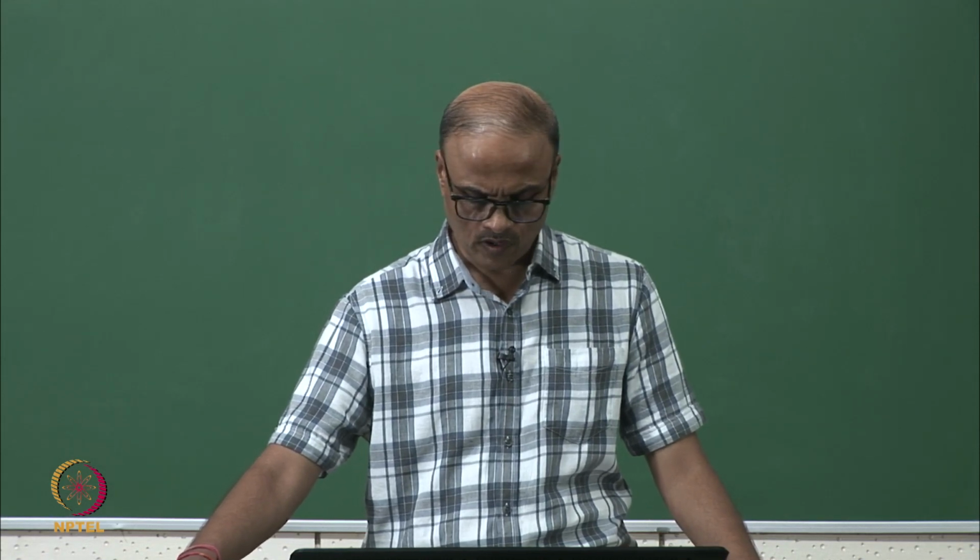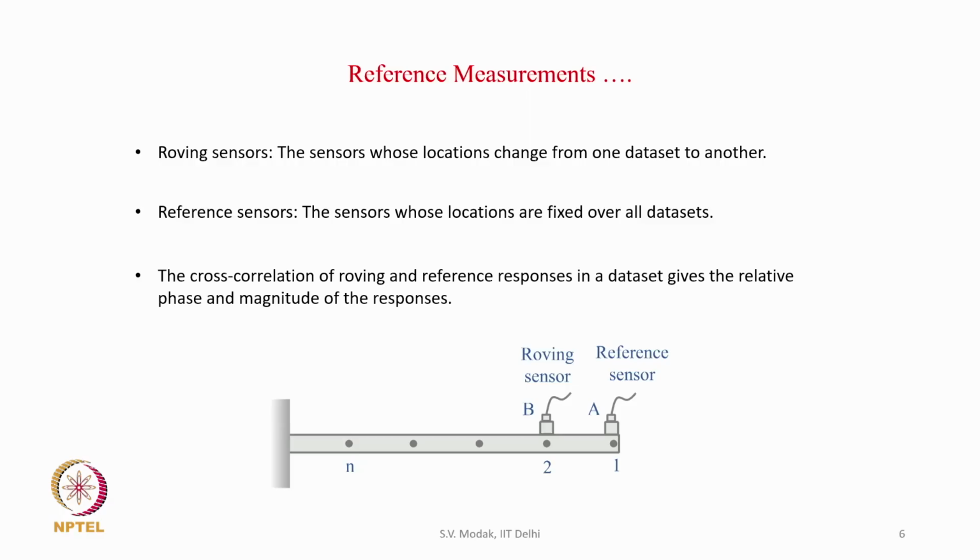Let us take an example to understand what roving sensor and reference sensor are. You can see on this cantilever beam there are measurements to be taken from point 1 to point n. These are the test points at which the output responses are to be measured. Now, we have taken one reference sensor which is fixed at location 1, and then we have another sensor, the roving sensor, that will be moved from location 1 to location n.